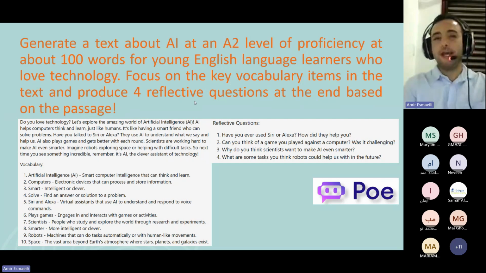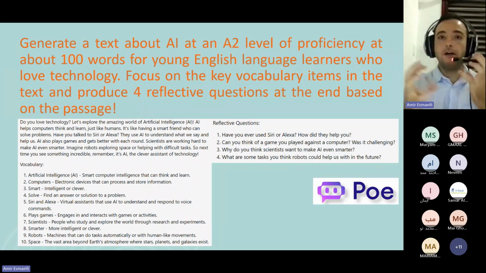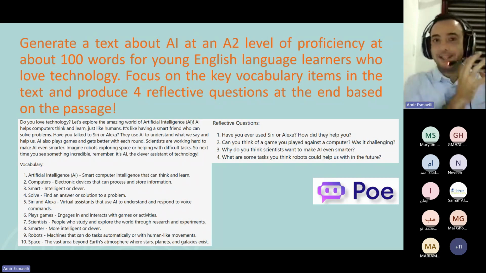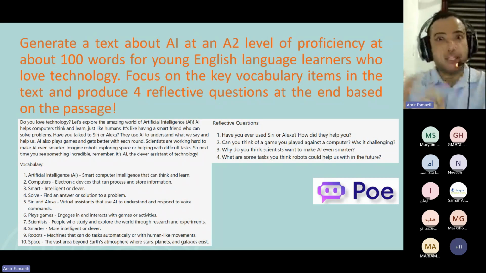You can usually ask AI, and this is what happens in published textbooks, to produce comprehension questions, which are based on how well our learners have understood the text, or reflective questions, which are my favorite, to be honest with you, and I will tell you the reason, which is somehow linking the text and the topic to our learners and their experience with the topic and their own lives.